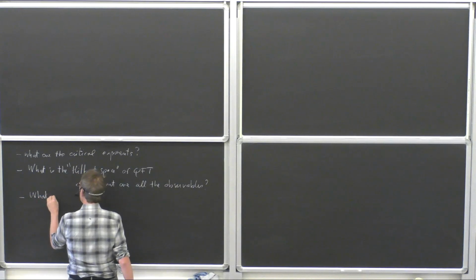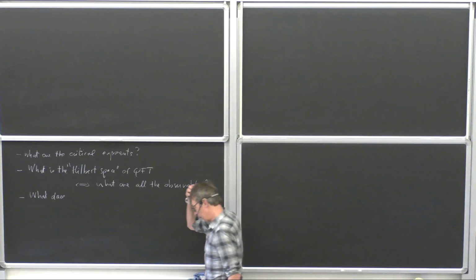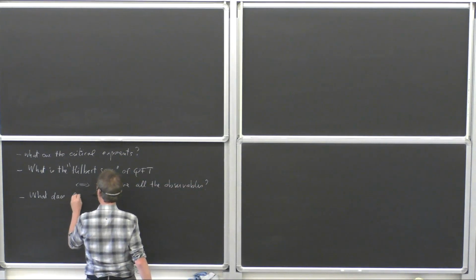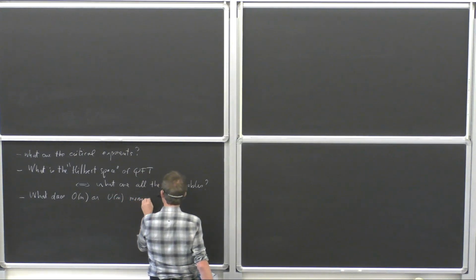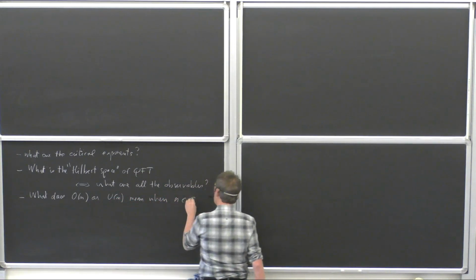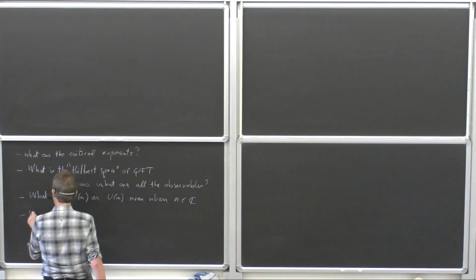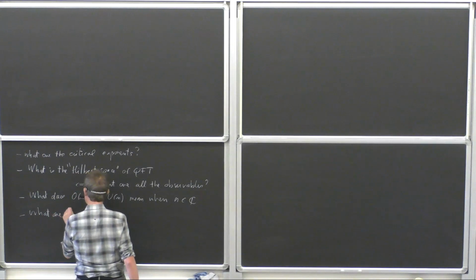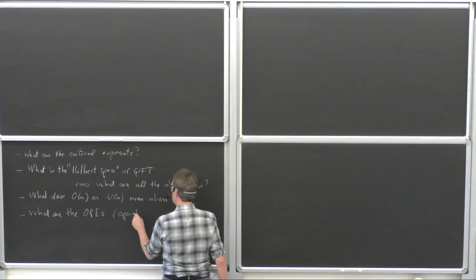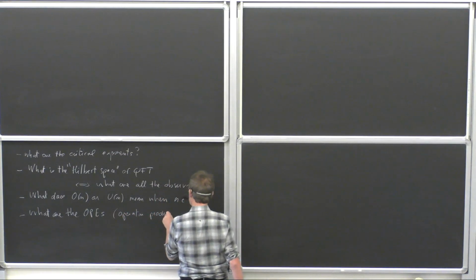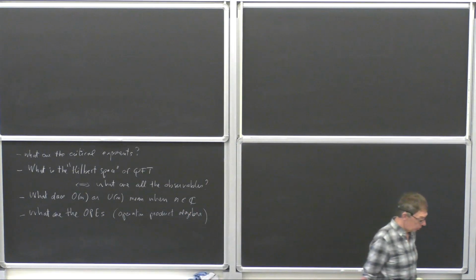What does the symmetry mean when the parameters are real or complex? For instance, what does ON or UN mean when n belongs to C? What are the OPEs? OPEs here stands for operator product algebra, one of the basic tools to solve quantum field theories per se.